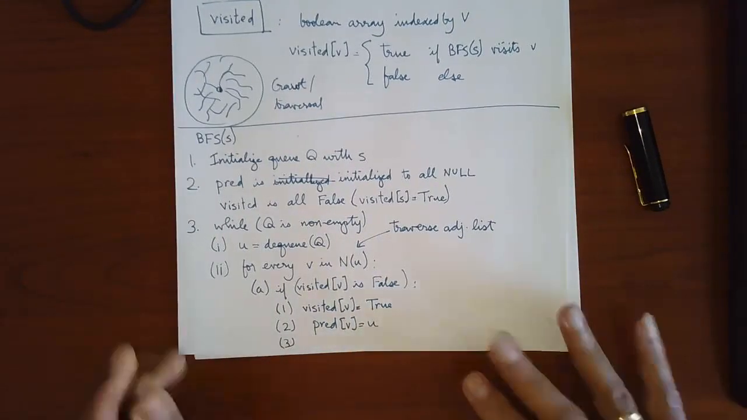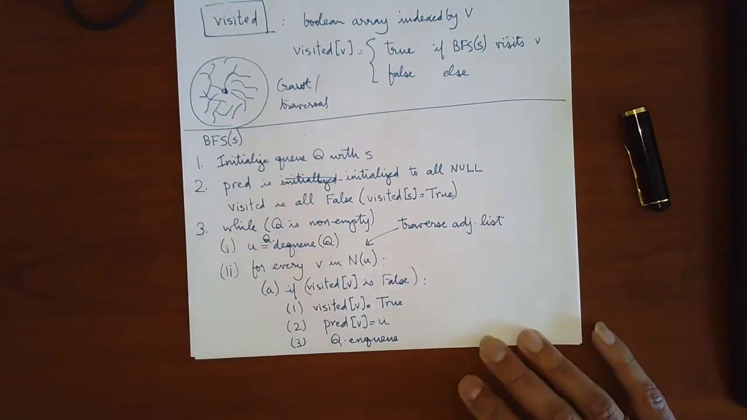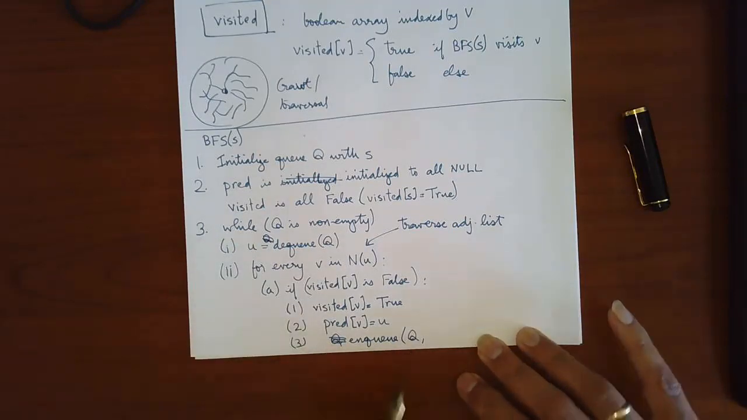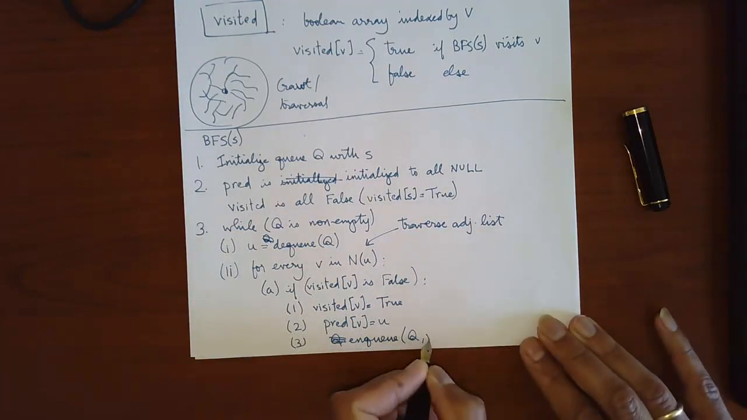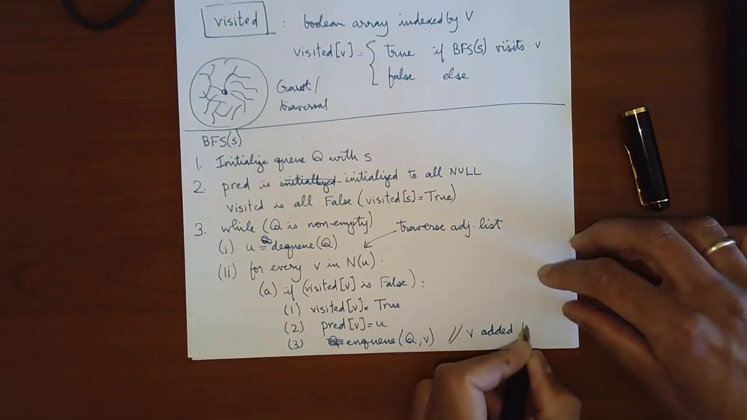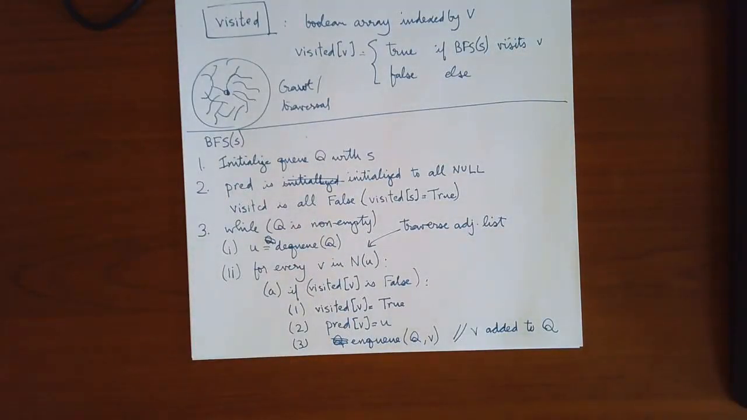And then the third step is I'm going to enqueue V. So V is added to the queue. This is BFS, right? There's a little bit more we need to do for BFS on the whole graph, but this is the most important part of it. This is where all the action happens.